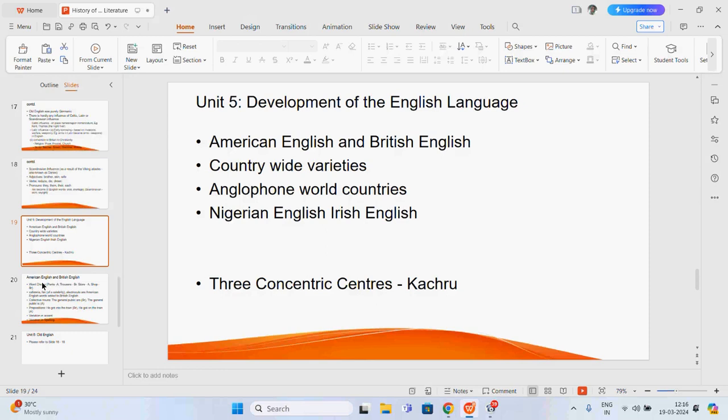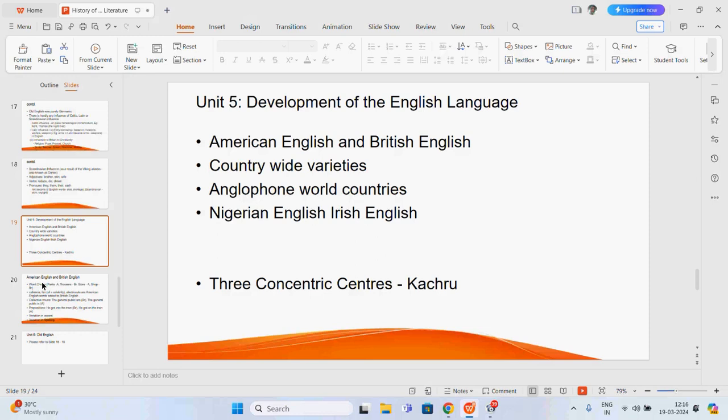We have learned English maybe at school level, maybe in our families, maybe at the college level, but we may not have actually gone into the origin and the development of the English language. So understanding these initial units may be very difficult for students who are new to the study of the English language.